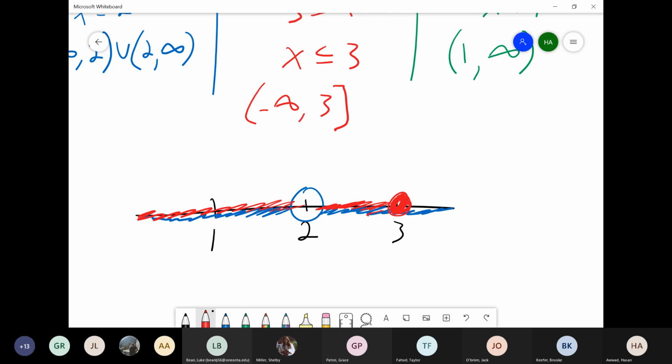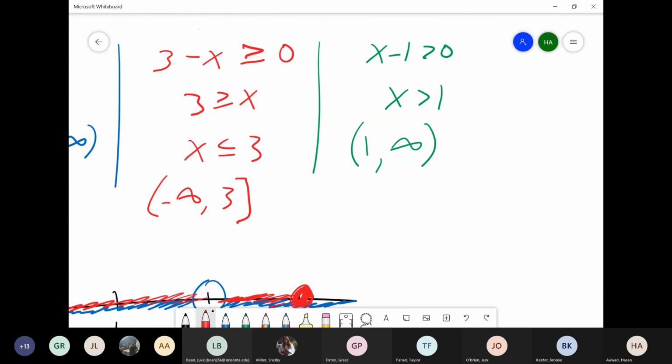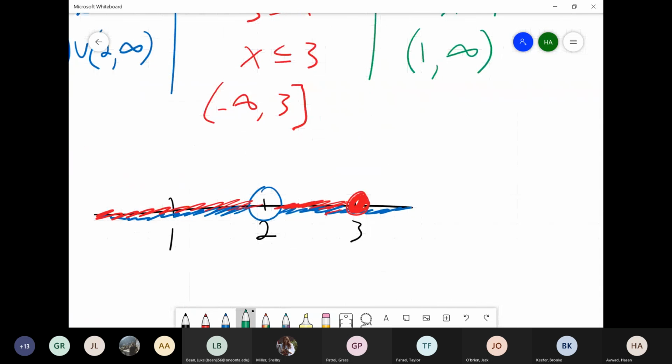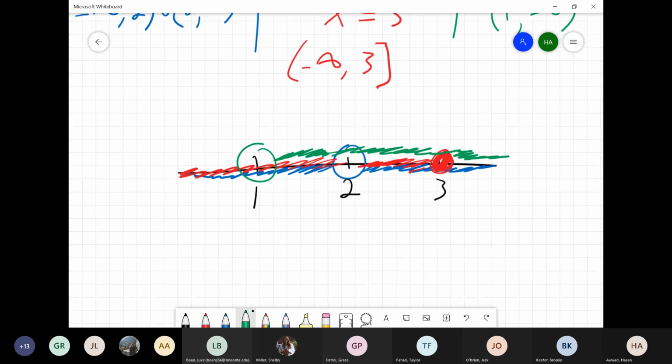And the last piece here that we have to do is the part in green, right? So that's from 1 to infinity. So the part in green is an open circle here, and this is going from 1 to infinity. So all the way that way. So now we just have to say, okay, where is there green, red, and blue that we can extract from this little messy diagram here that we have going on?